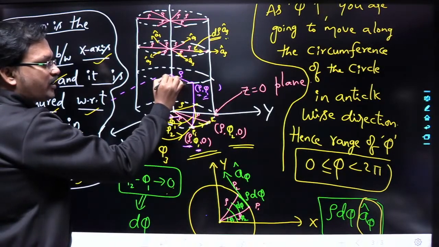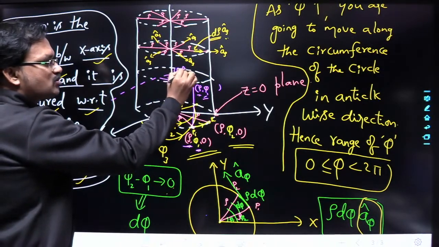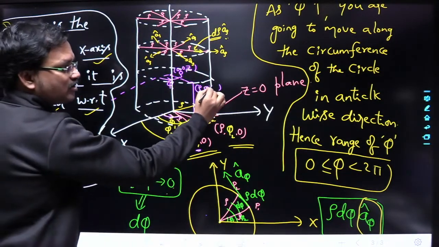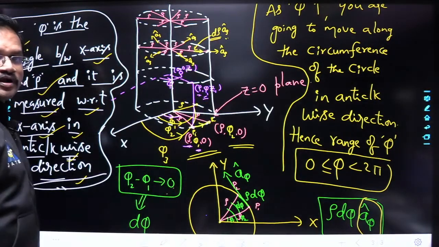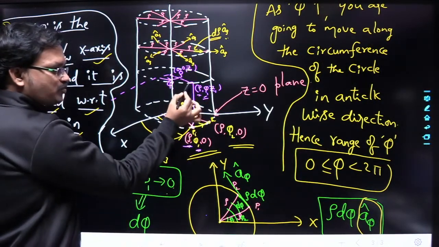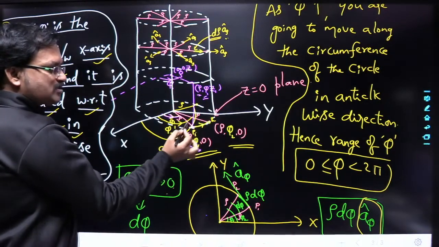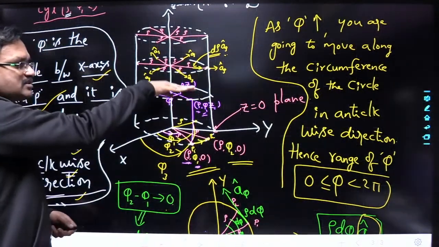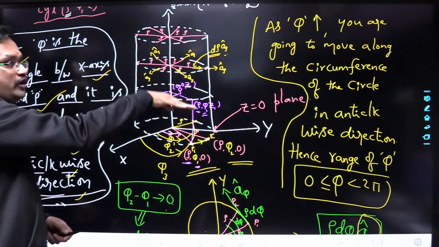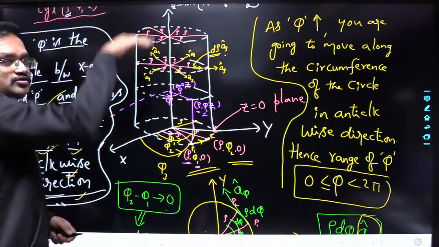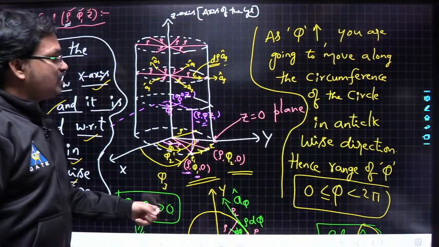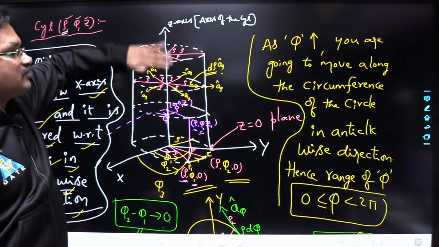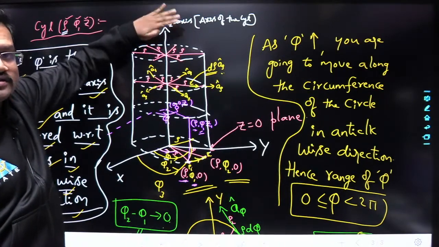Let us assume this point on this line is 0, 0, Z1. Then this point will become Z1. So as you move from this point to this point, the rho value and phi value remain the same, and the Z value is changing. Now if you increase this Z value in upward direction, then what happens? The height of the cylinder is going to increase or not?